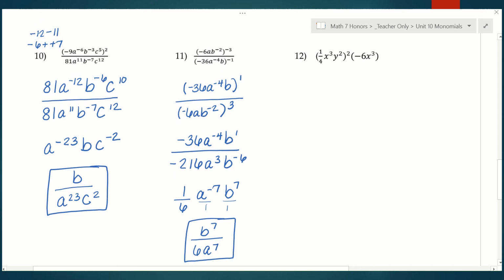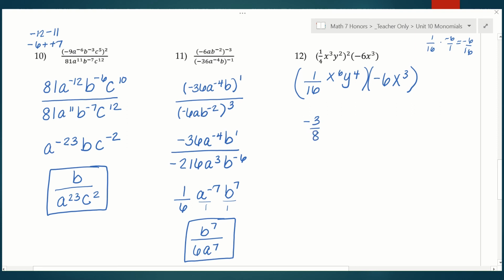What's going on here? I would say, why don't we square that first monomial, and then we'll multiply. So 1/4 squared is 1/16, and then I'm going to get x to the 6th, y to the 4th. And I need to take that and multiply it by negative 6x to the 3rd. All right, so 1/16 times negative 6, I'm going to do that over here for you. This would be negative 6/16, which I want to reduce to negative 3/8.